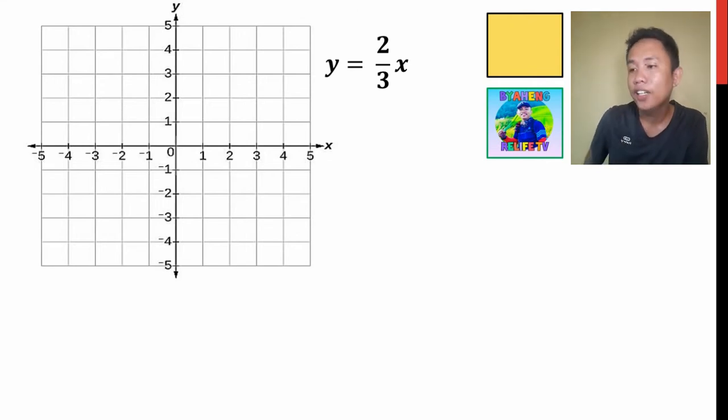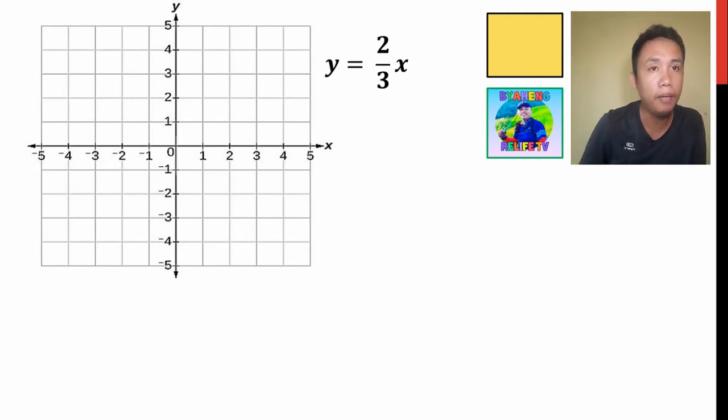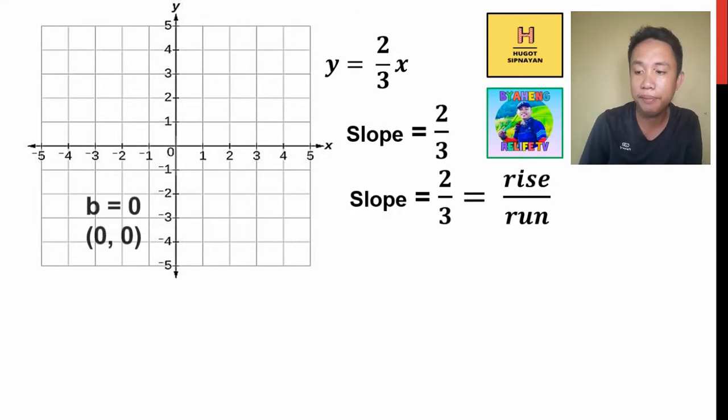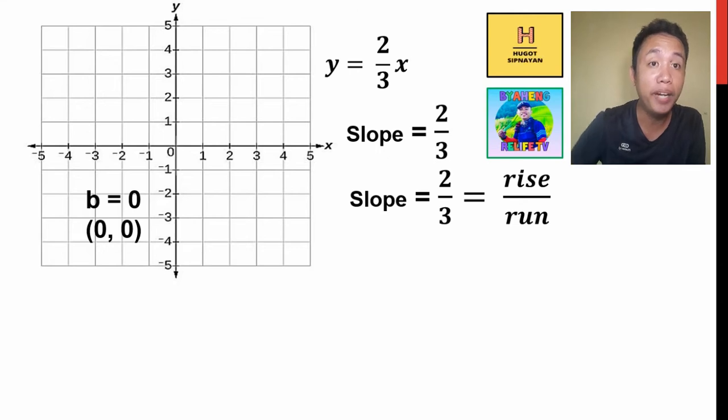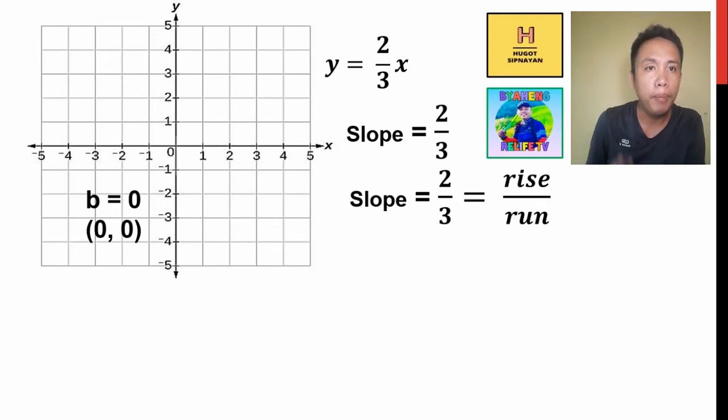Isa pa. So, y equals 2 over 3x. So, pansinin nyo, wala tayong value for y-intercept. Kapag walang value for y-intercept, automatic, ang ating y-intercept ay ang origin, which is 0, 0. So, napansin nyo, rise natin is 2, ang run natin ay 3. So, parehas positive. So, we're going to move upward at to the right.